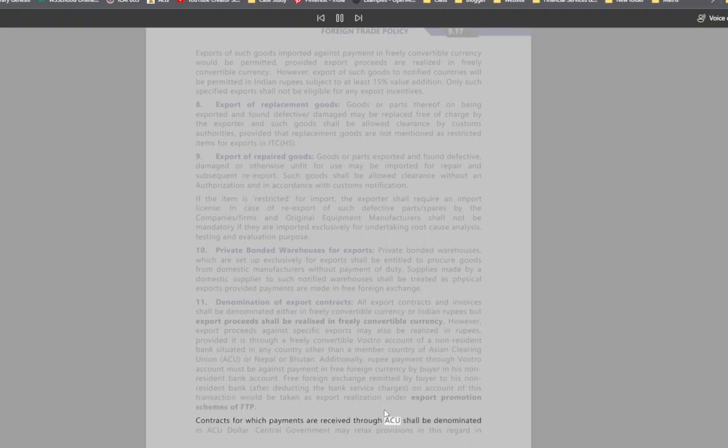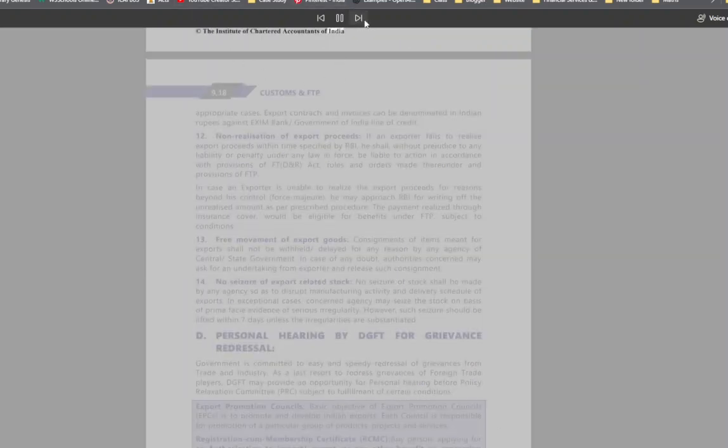Contracts for which payments are received through ACU shall be denominated in ACU dollar. Central government may relax provisions in this regard in appropriate cases. Export contracts and invoices can be denominated in Indian rupees against EXIM Bank/Government of India line of credit.